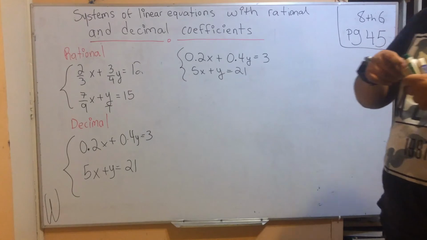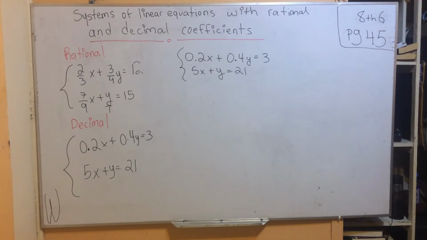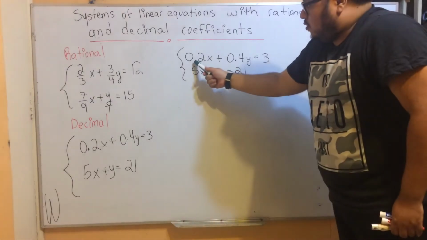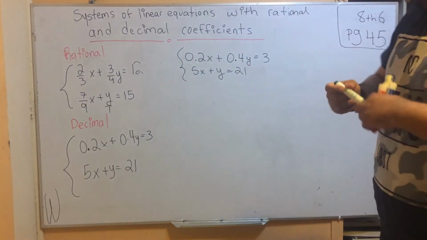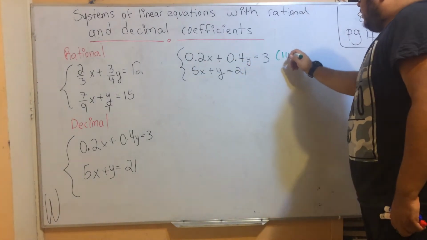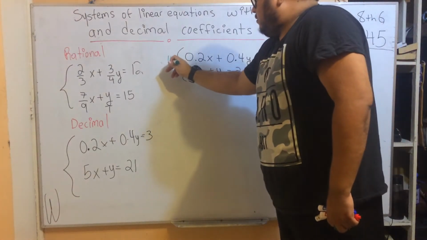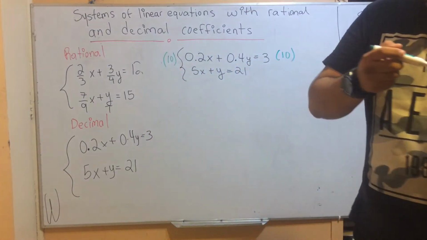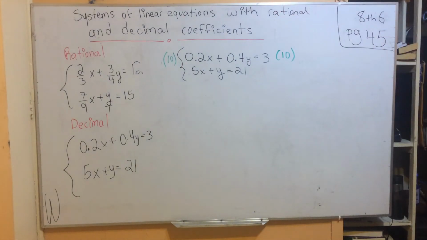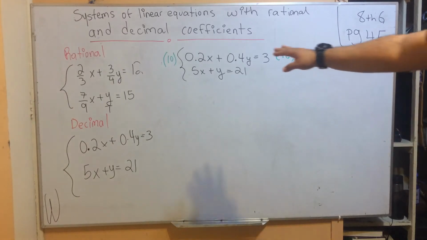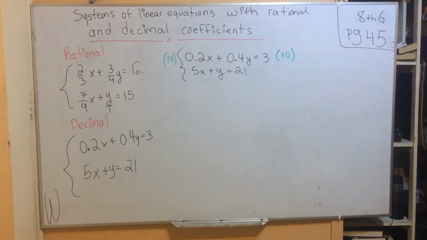Now remember, when we multiply with decimals, we need to remember the numbers that we can multiply so that we can move the decimal point. In this case, if we want to move the decimal point one spot so that we can have whole numbers, we're going to choose the number 10. So we're going to multiply by 10 on both sides so that we can first eliminate the decimal points. Right now we're not going to do anything on the bottom one because we already have whole numbers.